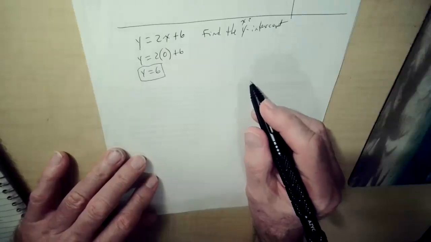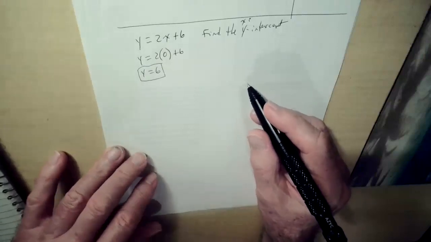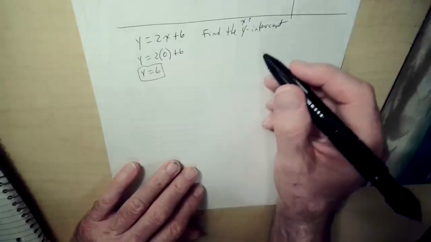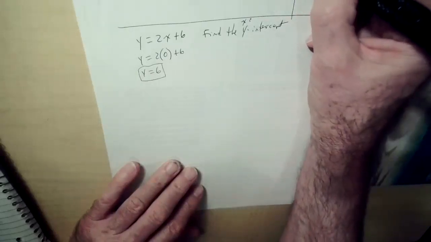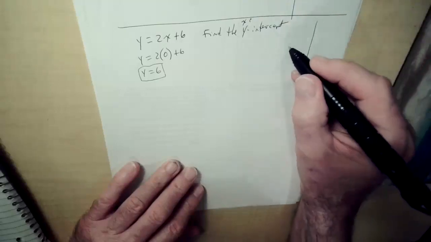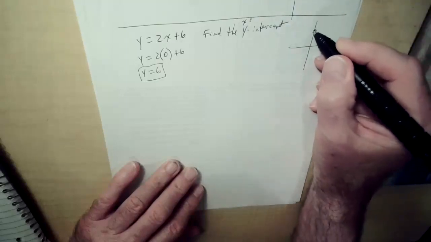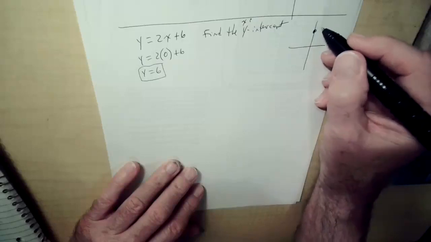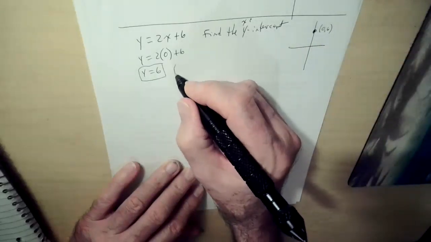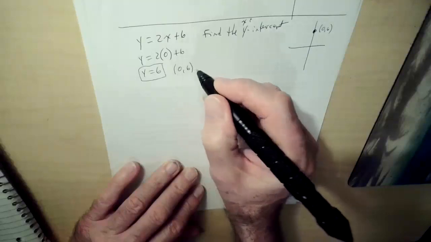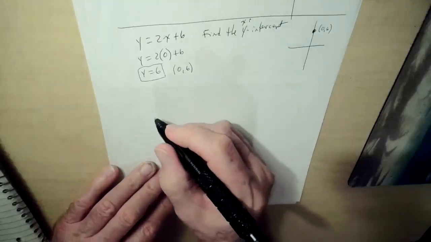Now, is this our answer? No. They are going to want the coordinates of this. The y-intercept is 6. So what is this coordinate? (0, 6).